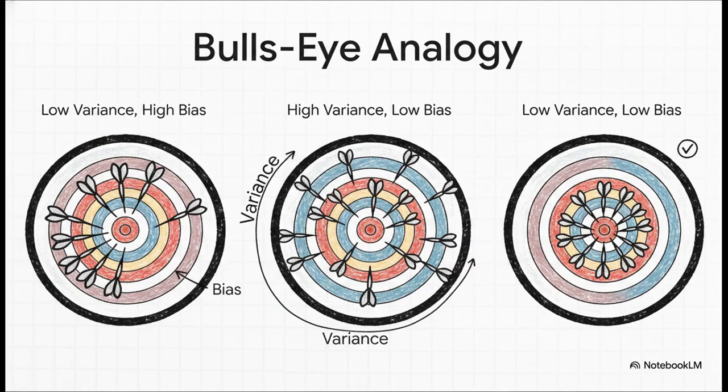Data scientists love using the bullseye analogy to visualize this. Imagine you're throwing darts, and the center is a perfect prediction. If your model has high bias, your darts are clustered really tightly together, but they're way off in the top corner of the board. You're consistent, but consistently wrong. Now, if your model has high variance, your darts are generally centered around the bullseye, but they are scattered wildly all over the place. What you actually want is a tight cluster of darts right in the dead center. Low bias and low variance.